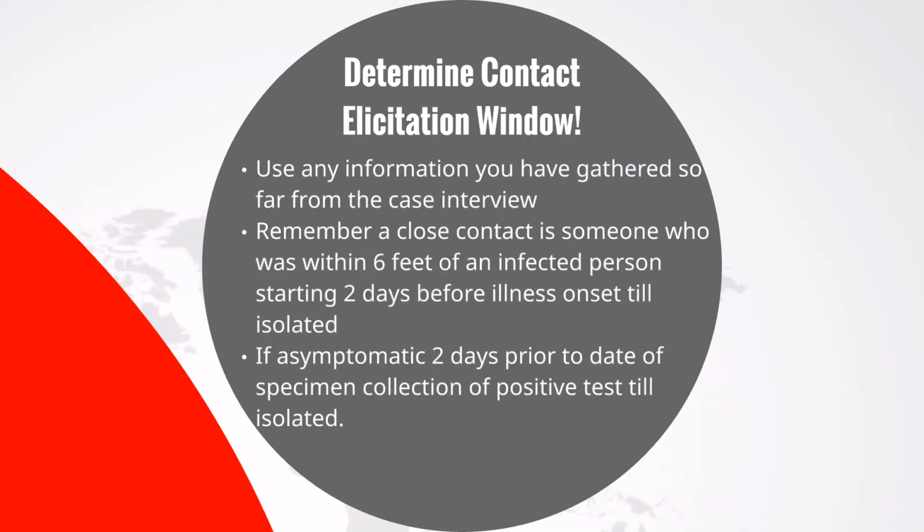Determining the contact elicitation window. We kind of talked about this before. For symptomatic cases, it's anyone within 6 feet of an infected person starting 2 days prior to the illness. For asymptomatic cases, it's 2 days prior to the date that they gave their specimen collection of their positive test.